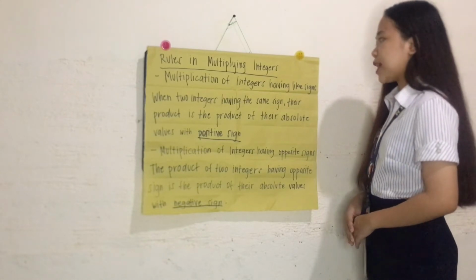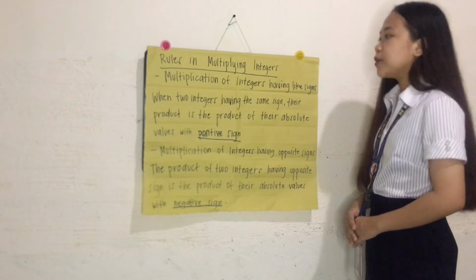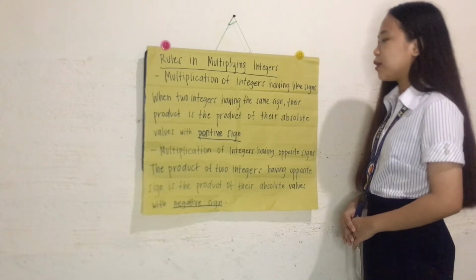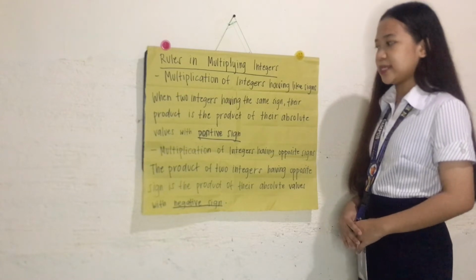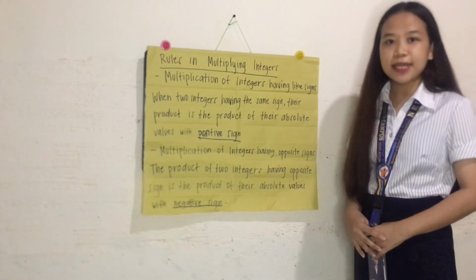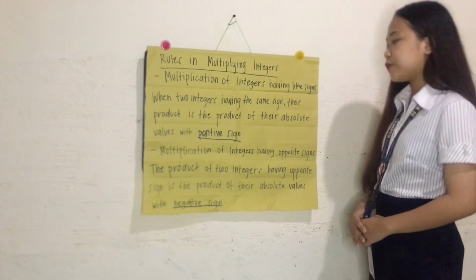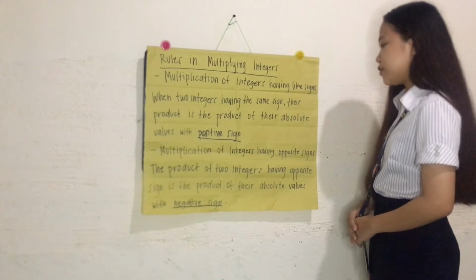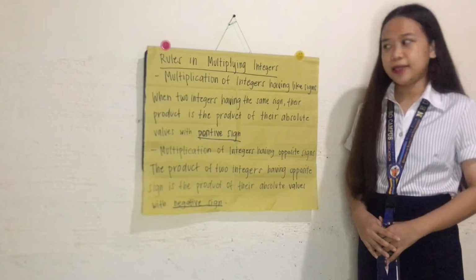Multiplication of integers having like signs. When two integers have the same sign, their product is the product of their absolute values with a positive sign. Multiplication of integers having opposite signs. The product of two integers having opposite signs is the product of their absolute values with a negative sign.